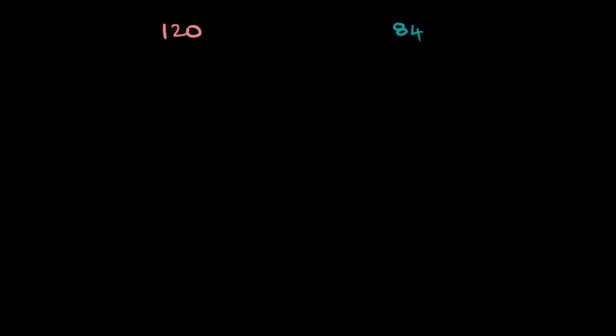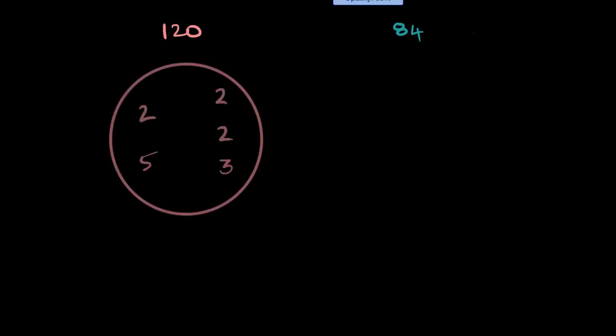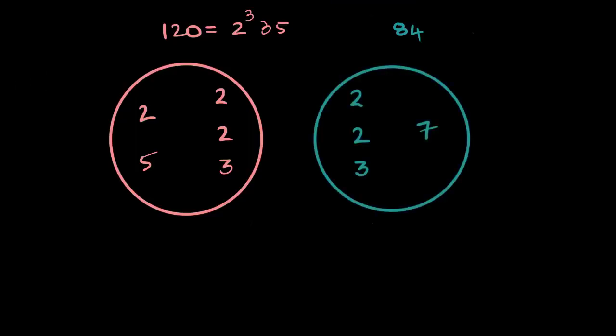I'm going to do it right now. For 120, I have 3 2s, 1 3 and 1 5. So I have 2 cubed. 3 2s, the short form of writing that is 2 cubed, right? Into 3 into 5. And for 84, I have 2 2s, 1 3 and 1 7, which is 2 squared into 3 into 7.